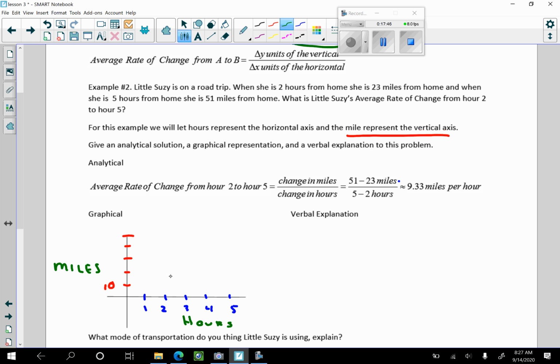So she's going to be about right here. It's the first time. When she's left home, 2 hours after she left home, she's 23 miles. So that point right there is going to be 2, 23. 2 hours, 23 miles. And then at 5 hours, she's going to be 51 miles. So she's going to be up here, about here. And I measured it. And that point is going to be 5, 51.